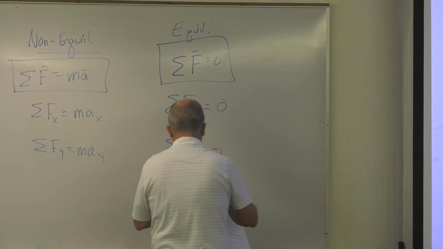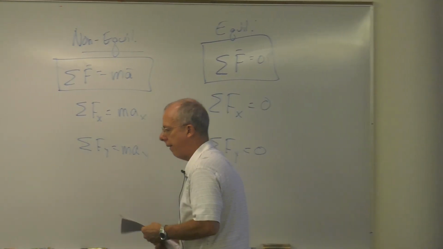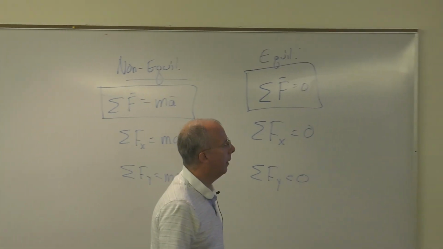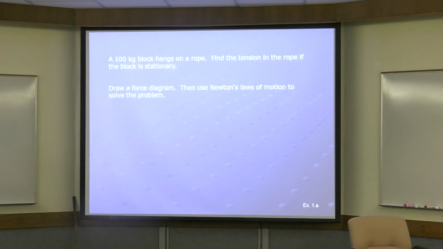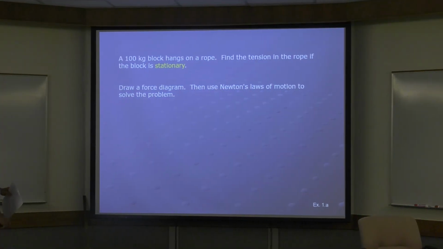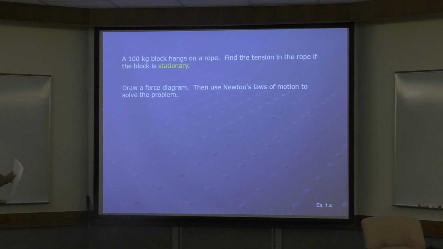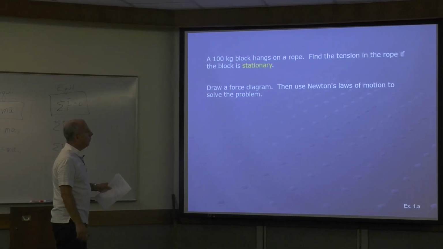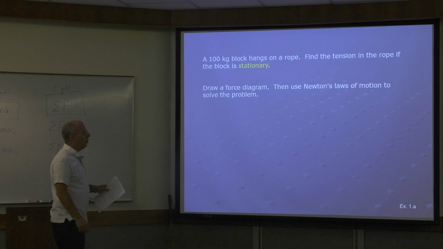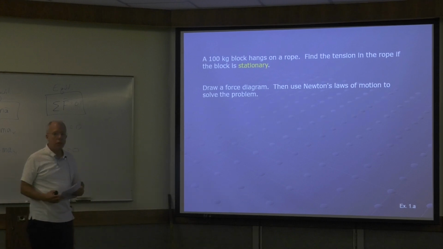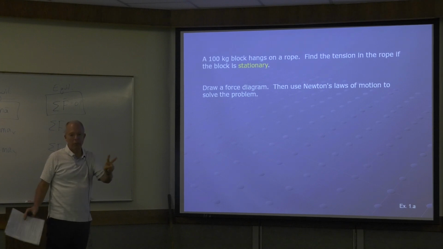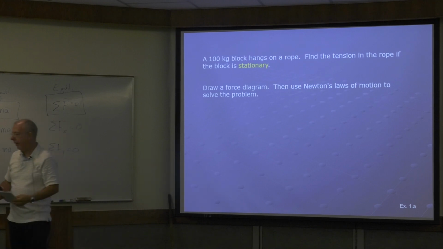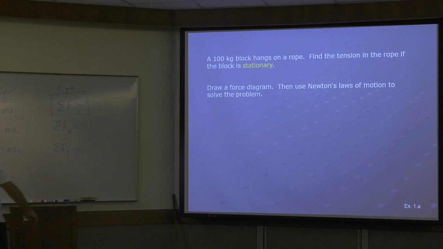All right, so let's do an example. A 100-kilogram block hangs on a rope. Find the tension in the rope if the block is stationary. So how you're always going to approach these problems, you'll draw the force diagram, and then you're going to use Newton's laws to solve the problem. So two steps. Force diagram, which you learned how to do last chapter, and then F equals ma, or if it's equilibrium, sum of the forces equals 0. So let's do it.